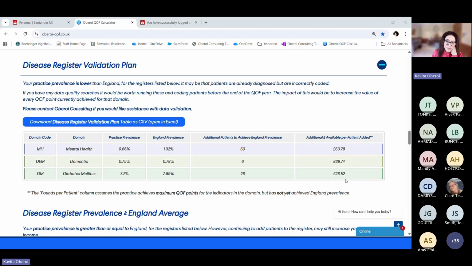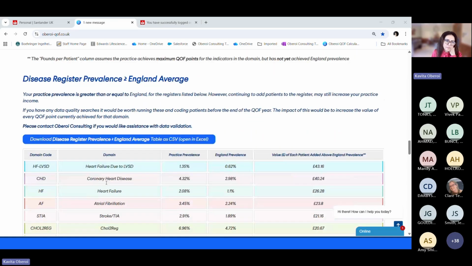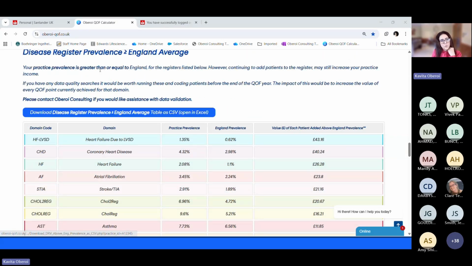So again, you can think about which resource, which indicators, and a lot of you probably have your Ardens data quality searches, so you can go into those searches and do that activity. Now, the other table shows you all the registers where the prevalence in your practice is higher than England. And as we know, the income is uncapped. The higher your prevalence, the higher the value of your QOF point.